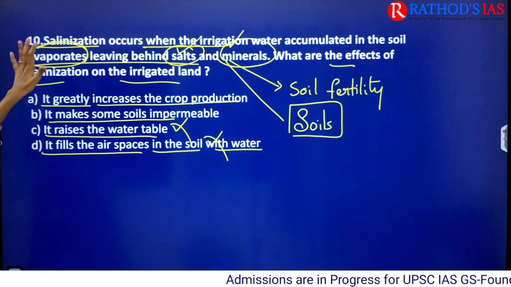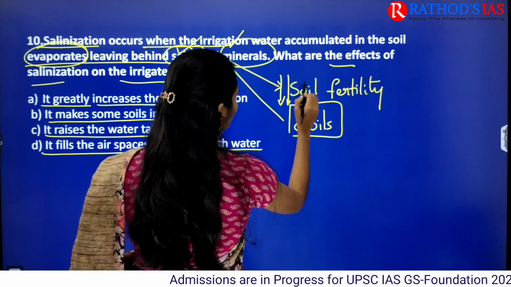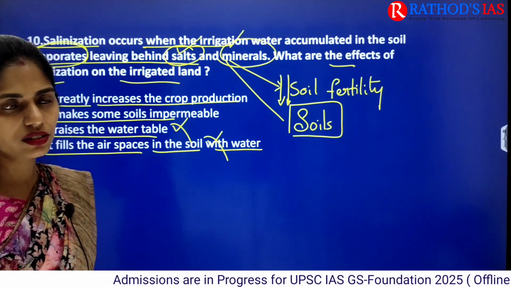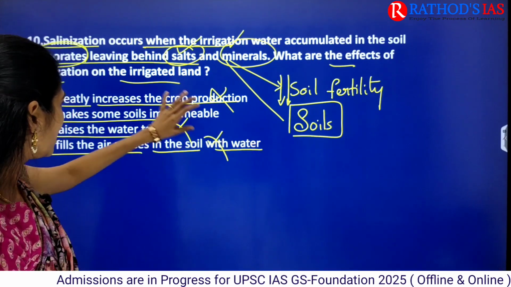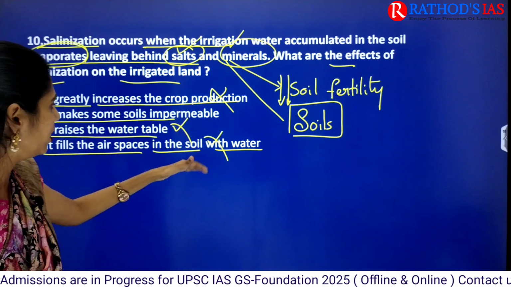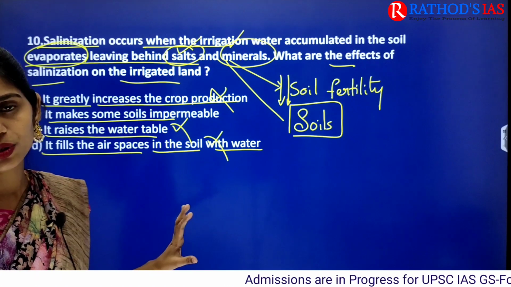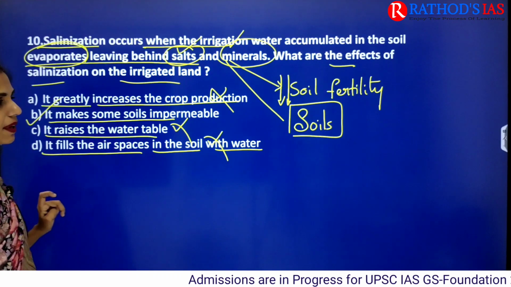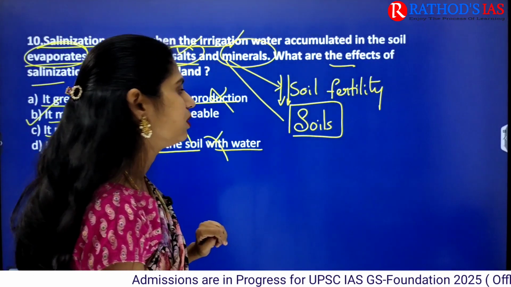Okay. And as you all know, salination is decreasing soil fertility. So whenever soil fertility is decreasing, how can we increase crop production? We can also eliminate this. So what happens here is, even if you do not know whether the soils are becoming impermeable or not, if you try to eliminate the other options, then you can come to the correct answer. So the correct answer is it makes some soils impermeable, so that it decreases the soil fertility. Okay, clear?